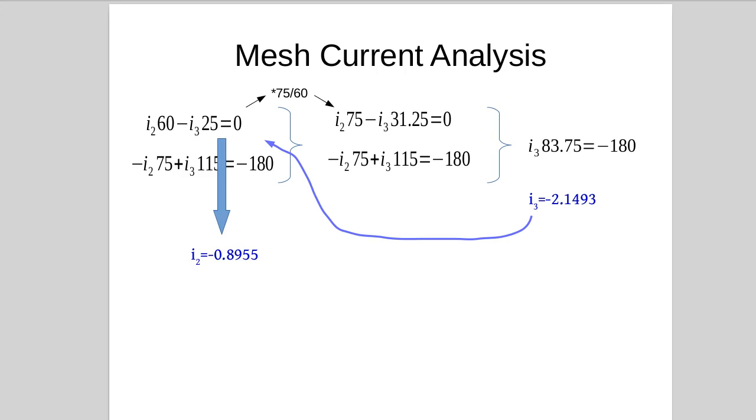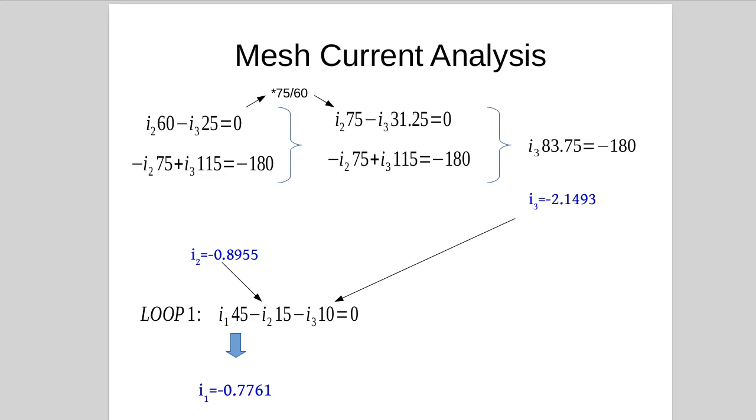We can now substitute that current into either of those equations. I've substituted it into the first equation, and that's allowed us to come up with I2. Now we take I2 and I3 and substitute them into one of our original equations, and that allows us to calculate I1. So now we've got I1, I2 and I3.